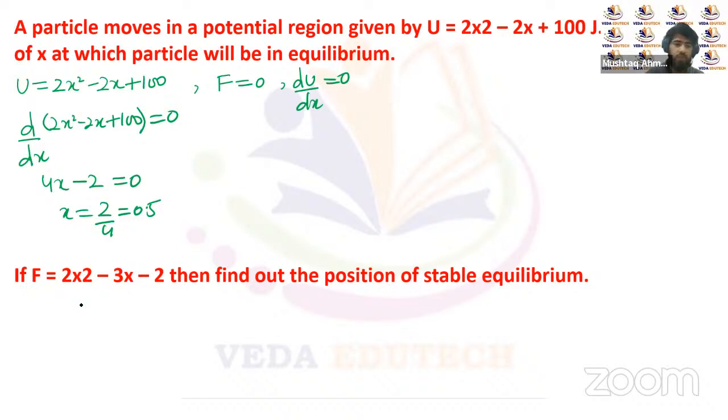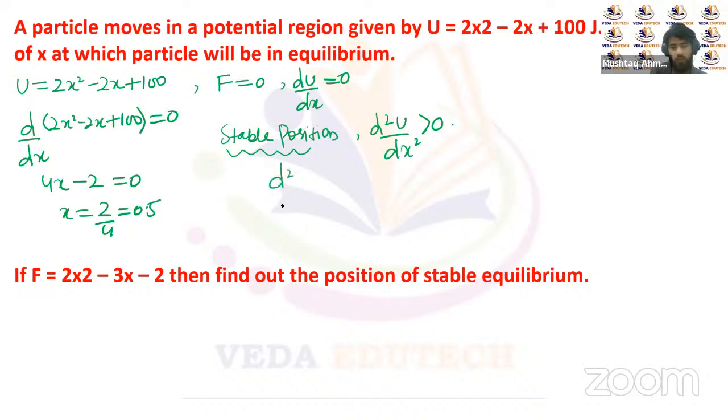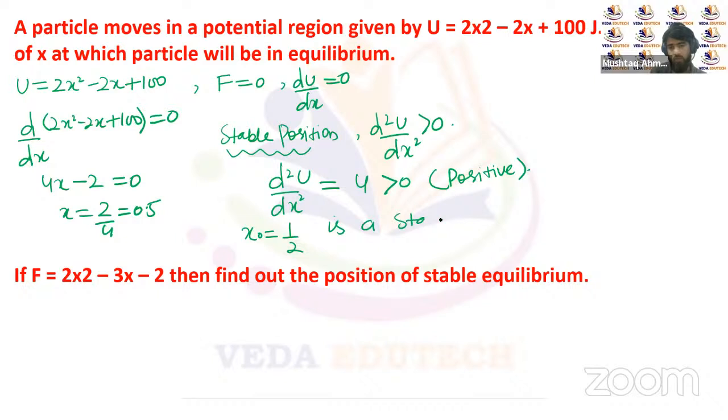Now let's find out whether this position is a stable position or unstable position, right? For a stable position, we have the condition that the second derivative of the potential energy with respect to position should be positive, that is, d square U upon dx square should be greater than 0. Let's find out. Taking the second derivative, d square U upon dx square is equal to 4, and you can see 4 is greater than 0. That's positive. So this equilibrium position is a stable equilibrium position, or we can say x naught equal to 1 by 2 is a stable equilibrium position.